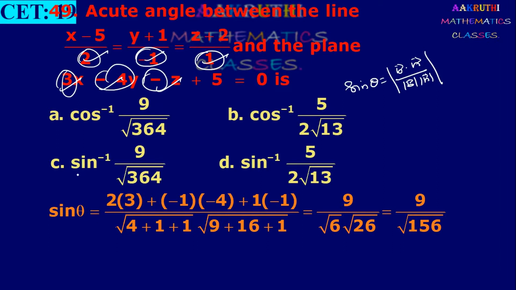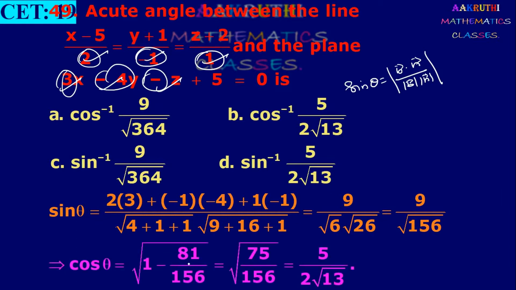But in the options it is not given theta equal to sin inverse 9 by root of 156. So we have to convert this into cos. So we have cos theta is root of 1 minus sin square theta. So we get root of 1 minus 81 by 156, which is root of 75 by 156. So which is equal to 5 by 2 root 13. So therefore theta equal to cos inverse 5 by 2 into root 13. So which is option B. So here the correct option is option B, which is theta equal to cos inverse 5 by 2 into root 13.